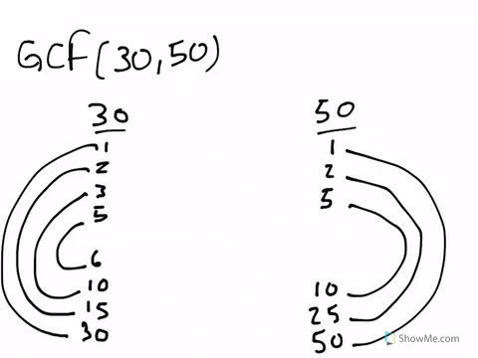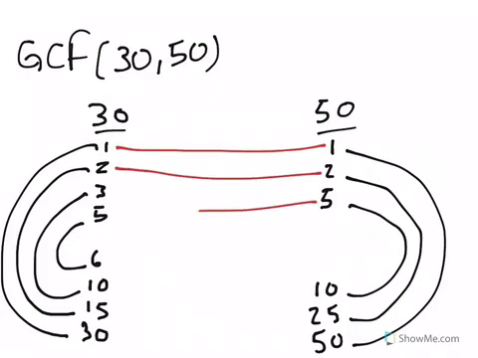So when I look at the factors that they have in common, they have 1 in common. They have 2 in common. They have 5 in common. They have 10 in common. And that's it. That's all the numbers they have in common.